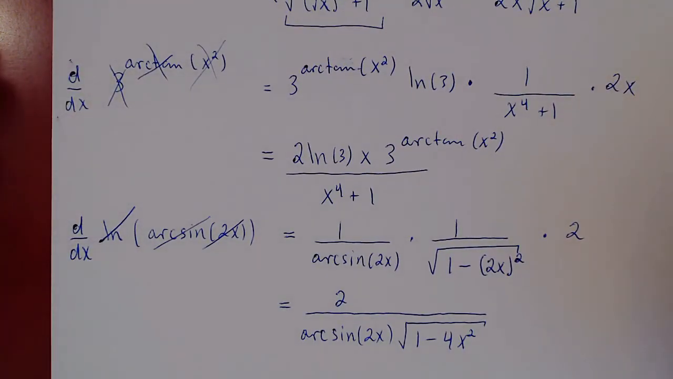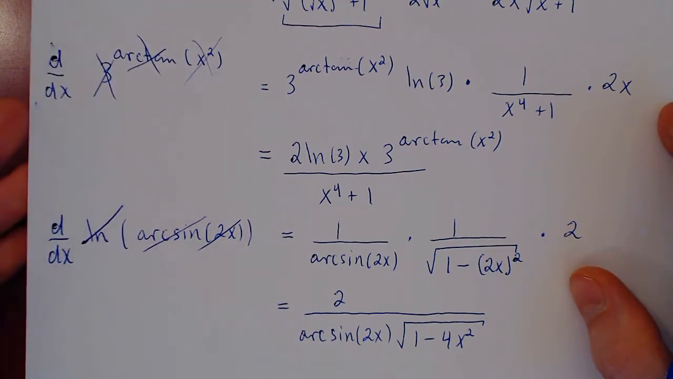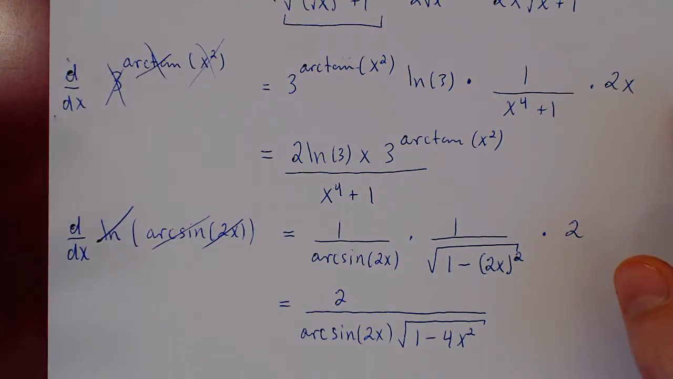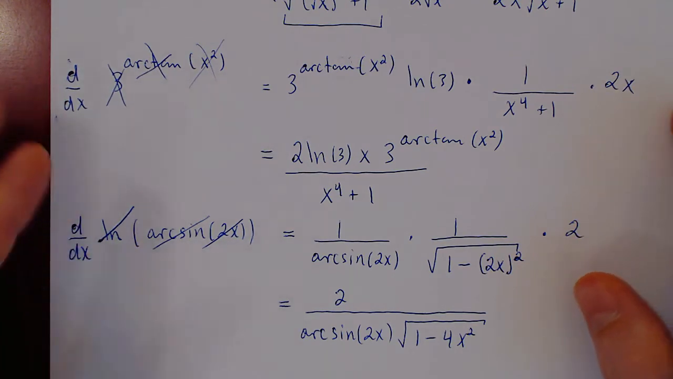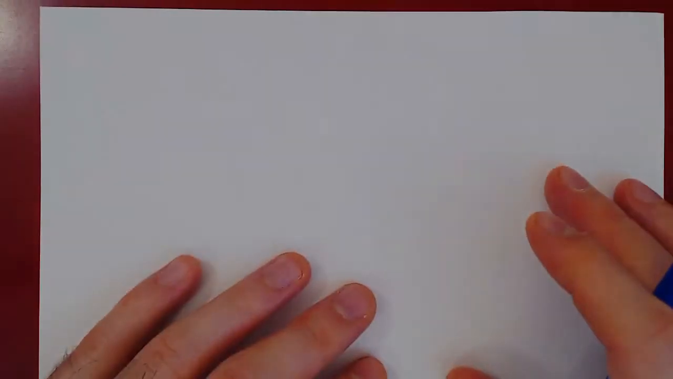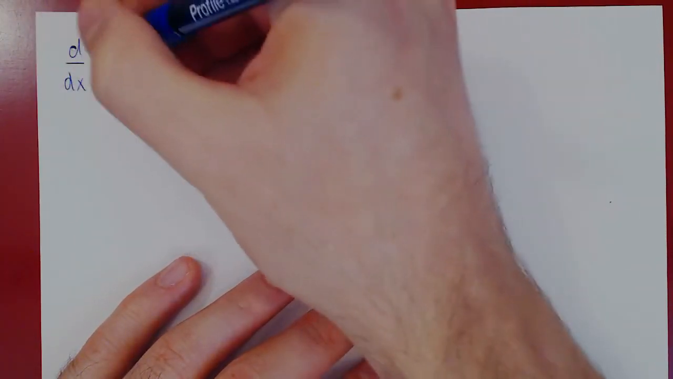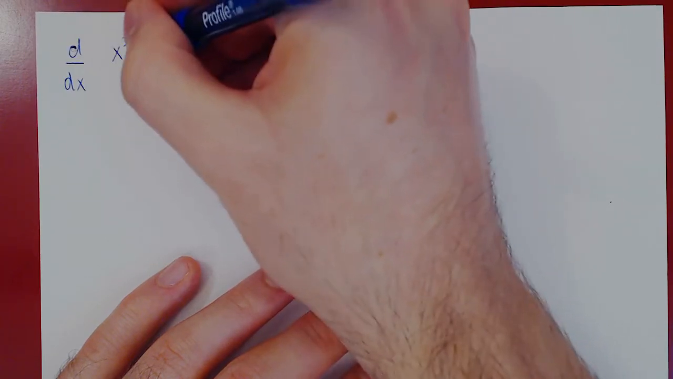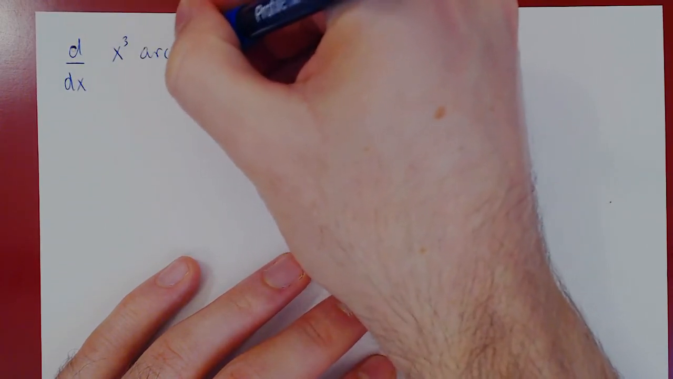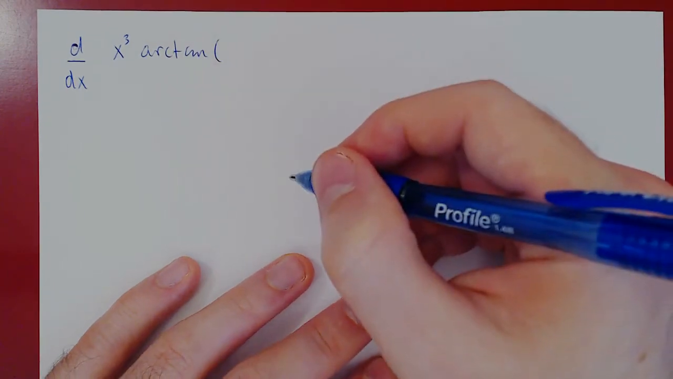Now, one question is, what if we have, say, a product or a quotient? You would use, of course, the product and quotient rule. Let's do one more example, or at least two more, where in one we have a product, and in the other we have a quotient of two functions. What if we asked for the derivative, say, of x cubed times arctangent of, say, x squared?